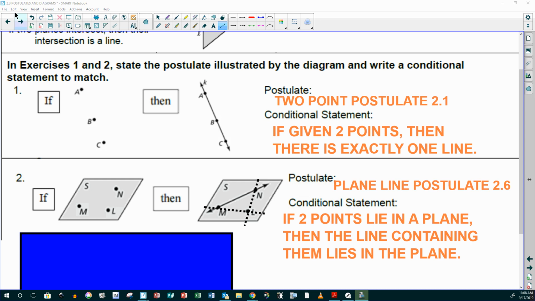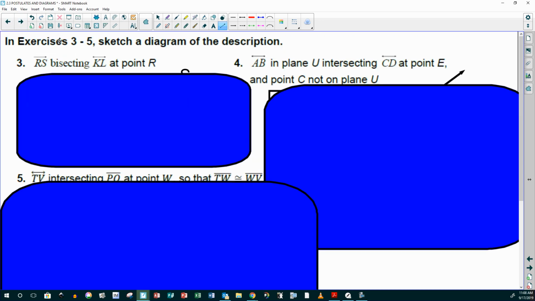All right. Next. Now, I'm going to give you a description, and you're going to draw what I'm describing. Kind of the opposite of charades, where you draw a picture and I have to guess what you're drawing. So you're going to draw ray RS, but it has to be bisecting line KL at point R. So first of all, if it's bisecting, that means it's cutting it in half. So I need to think, okay, this ray is cutting this line in half. So that means point R must be the midpoint.